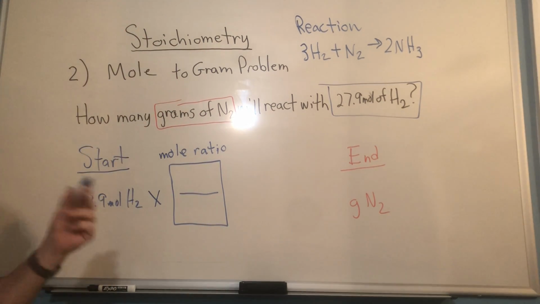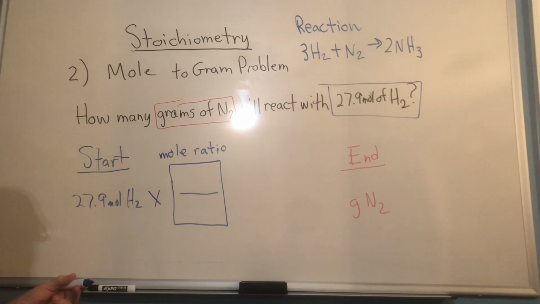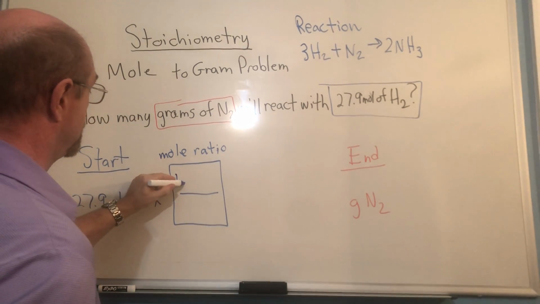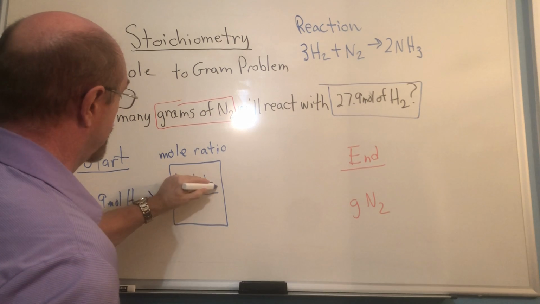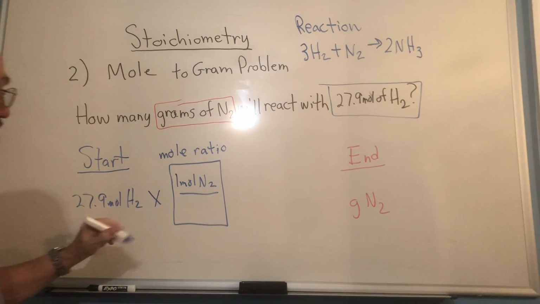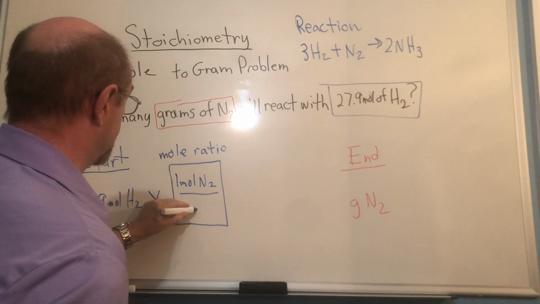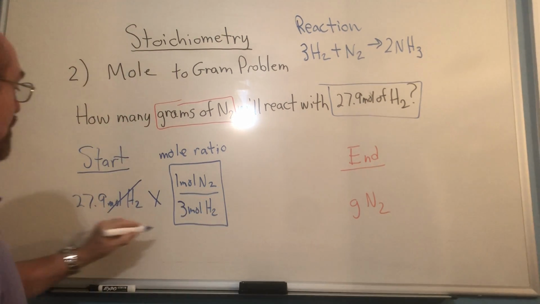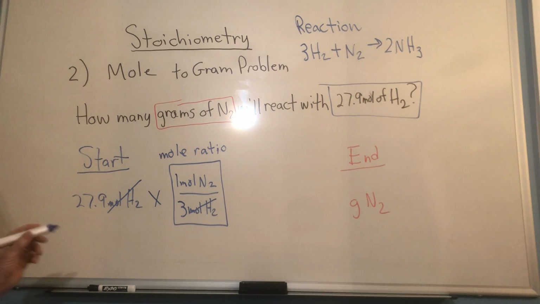Okay, so again, we use our coefficients from the balanced equation. What we're heading to is nitrogen, so its coefficient is 1. What we started out with, hydrogen, its coefficient is 3. Okay, that will get us away from moles of hydrogen over to moles of nitrogen.